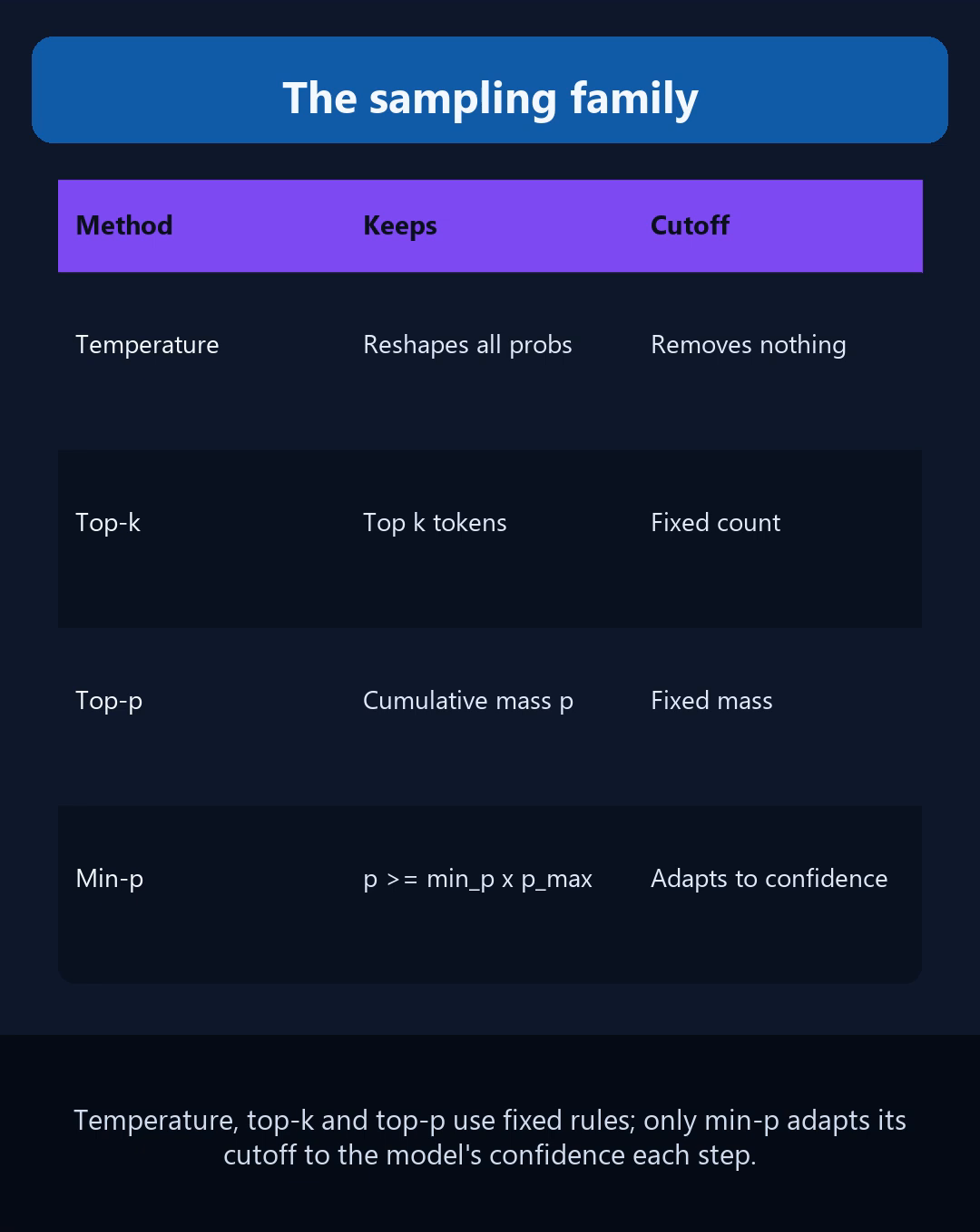The sampling family at a glance. Temperature reshapes the whole distribution, but removes nothing. Top K keeps a fixed count of tokens. Top P keeps a cumulative probability mass. MinP keeps everything within a fraction of the top token. The first three all use fixed rules. Only MinP adapts its cutoff to the model's confidence at each and every step of generation.